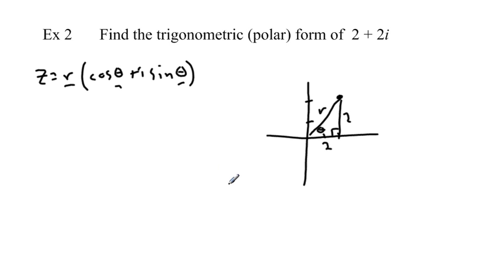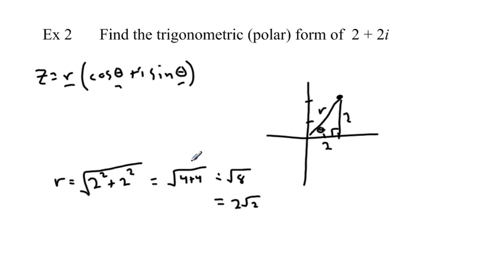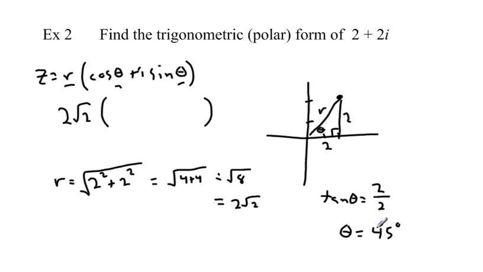So let's use the Pythagorean Theorem to find R. R is equal to the square root of 2 squared plus another 2 squared, those sides squared. So that's going to be the square root of 4 plus 4, or the square root of 8, which you can write as 2 times the square root of 2. So I'm going to plug that in this spot. Theta is this angle here, so using SOHCAHTOA, I can say the tangent of theta equals opposite over adjacent. And if we take the inverse tangent of both sides, you'll find that theta equals 45 degrees. So let's plug that in.